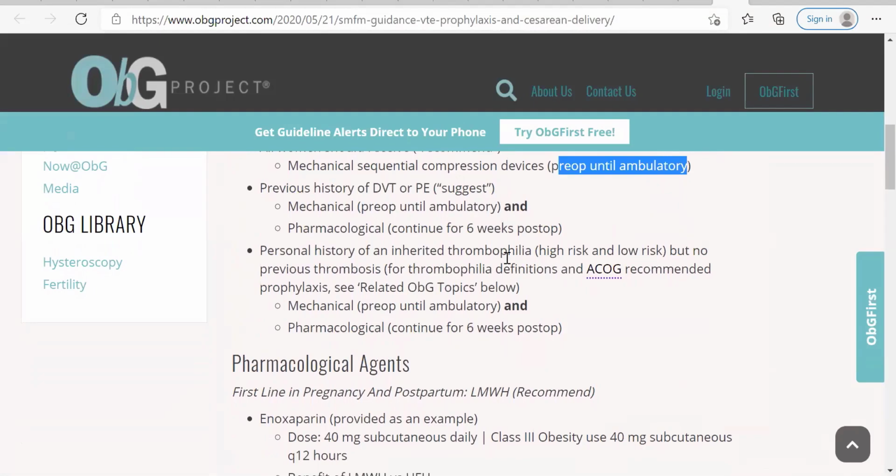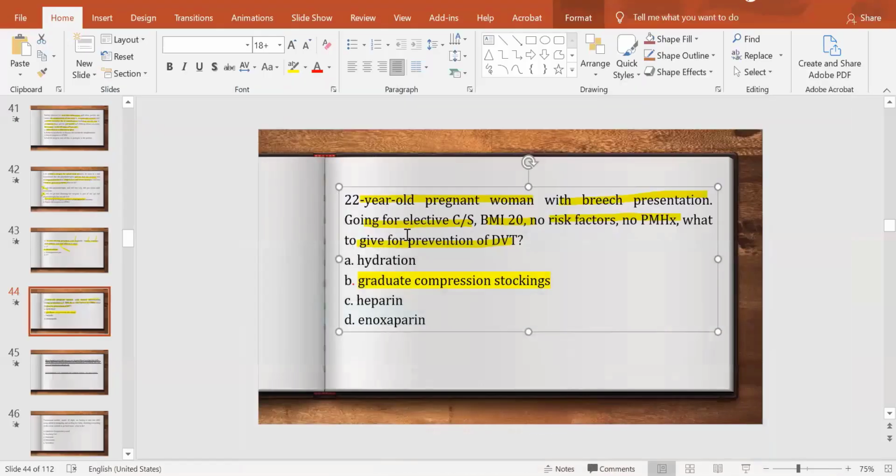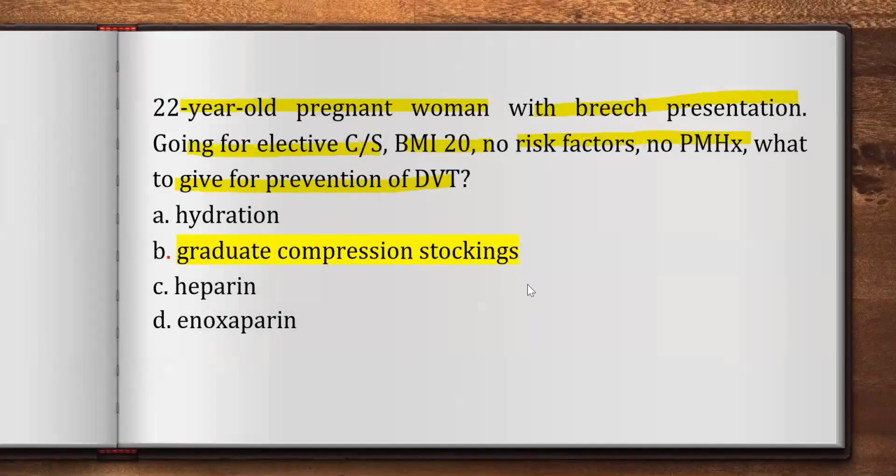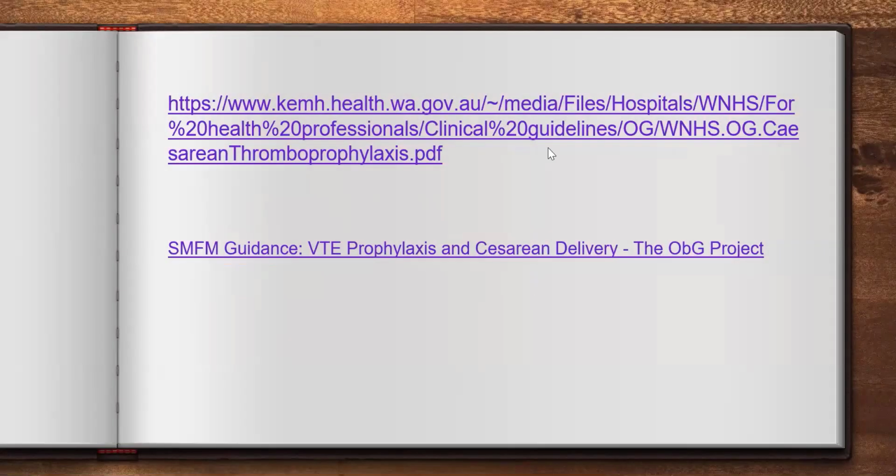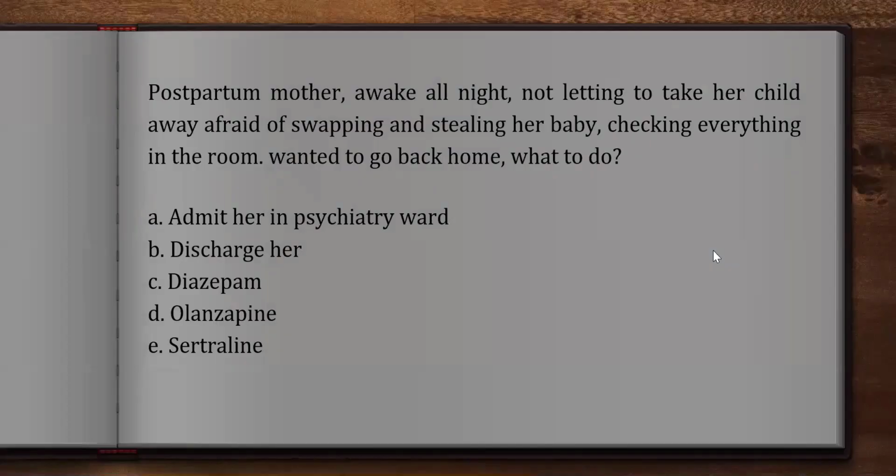Same with the other guideline, no risk factor. Usually we go for hydration, mobilization, but during this time, because she's going to have this elective cesarean section, during this pre-operative period up to ambulation, she will get this GCS. Okay, so both of these guidelines are actually the same thing, and this is the Australian guideline also, so we can take that.